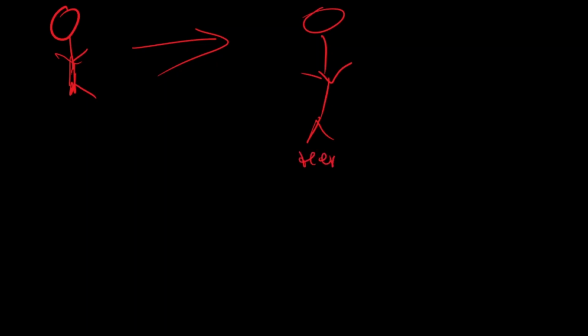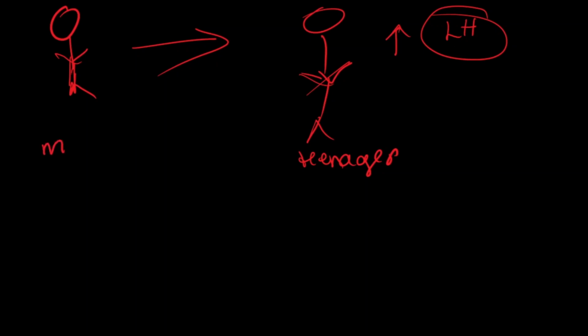So as I said earlier, we have this newborn baby with all of the primary oocytes. This newborn baby grows up into a teenager, and in the pre-ovulatory phase there's a surge in the luteinizing hormone. This increase in the luteinizing hormone kickstarts the meiotic division again.